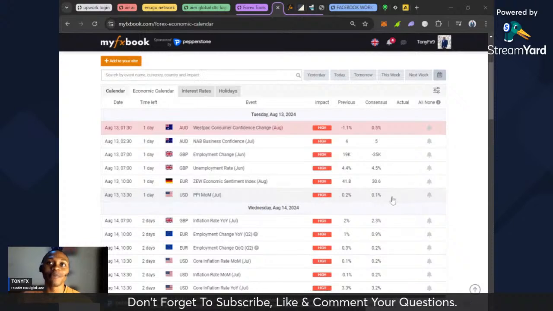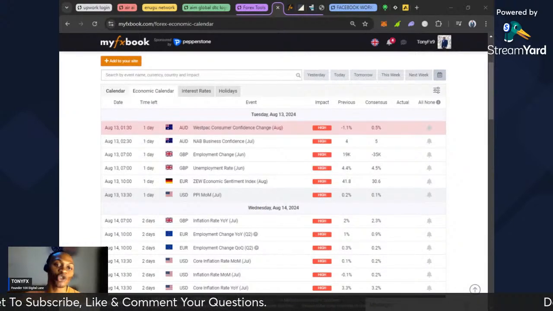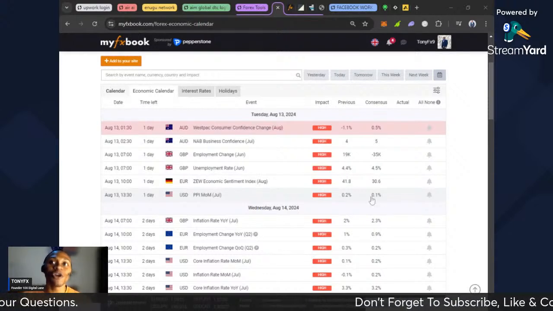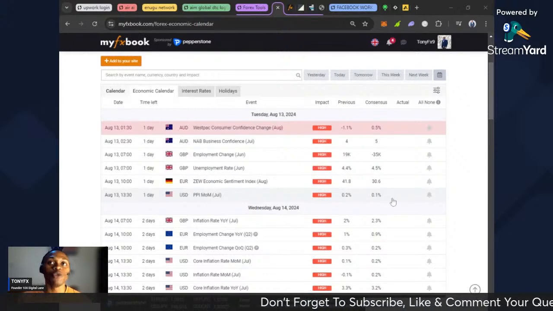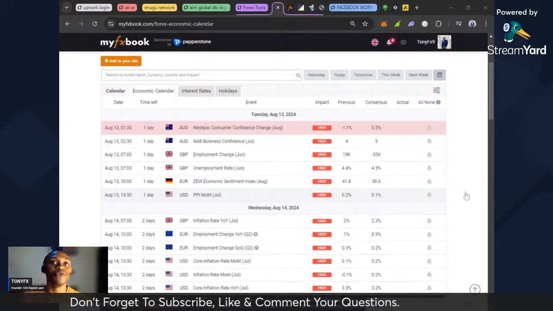So if the price increases, if inflation increases in price, it makes the currency strong. If inflation decreases in price, it makes the currency weak. So if you see a figure higher than 0.1, dollar will be strong. If you see a figure lower than 0.1, dollar will be weak.